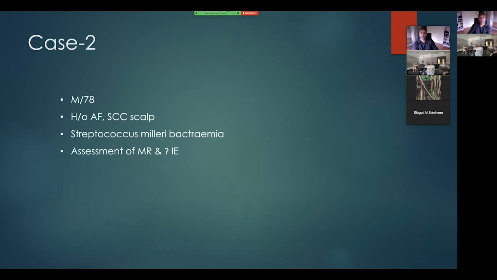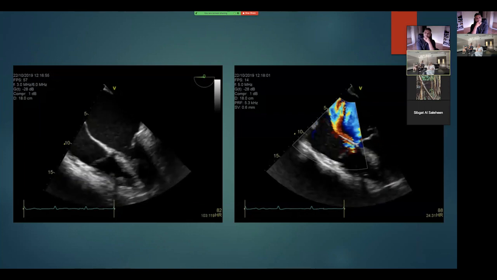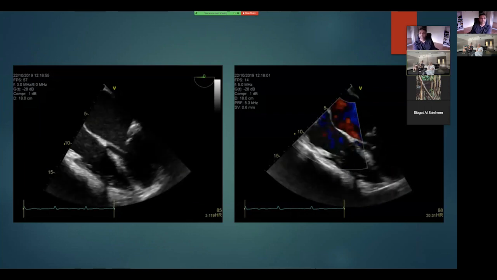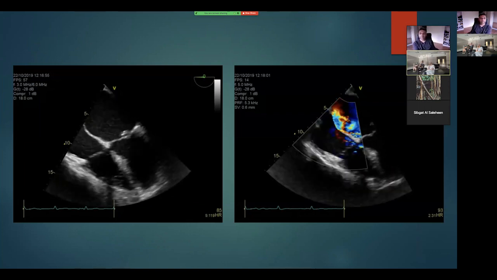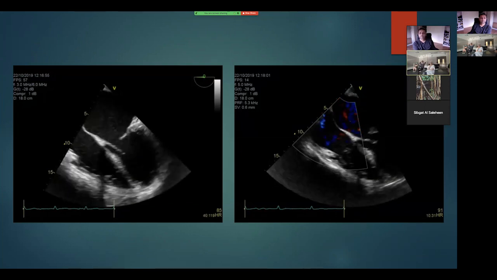So, a 78-year-old gentleman with a history of some atrial fibrillation, some SCC of the scalp, and presented with Streptococcus bacteremia. The question was MR or infective endocarditis. And this was one of my summative assessments. Okay, so we're looking at a transesophageal echo four-chamber view on the left and right.